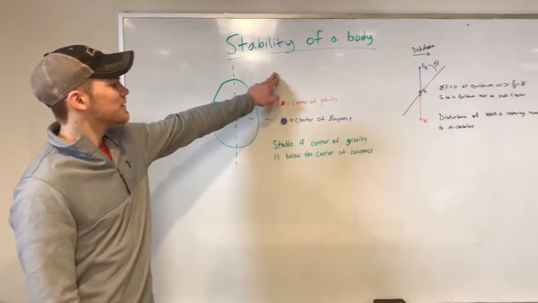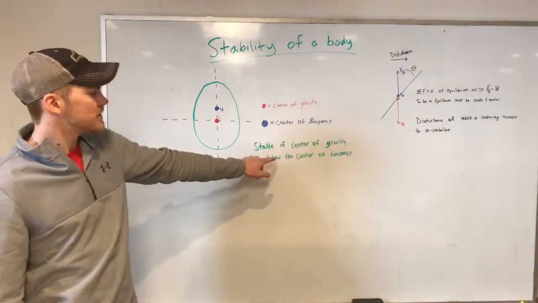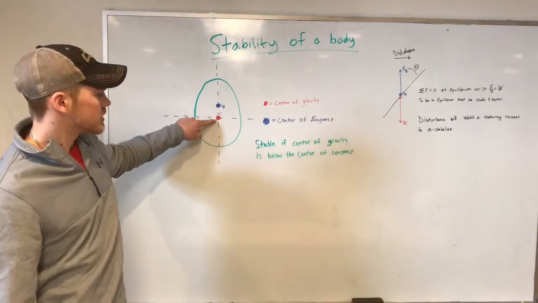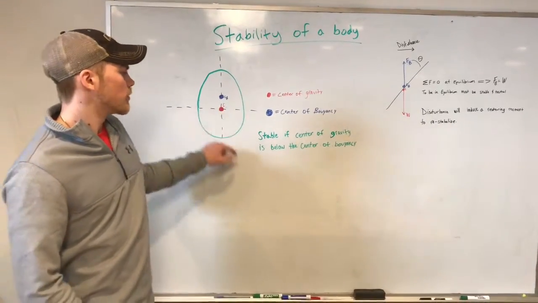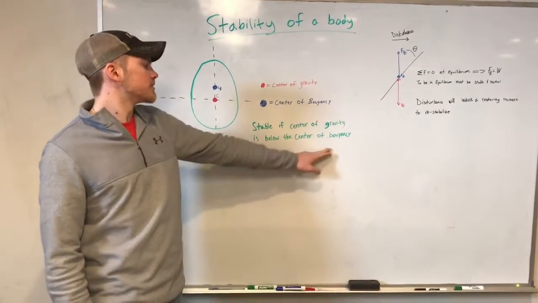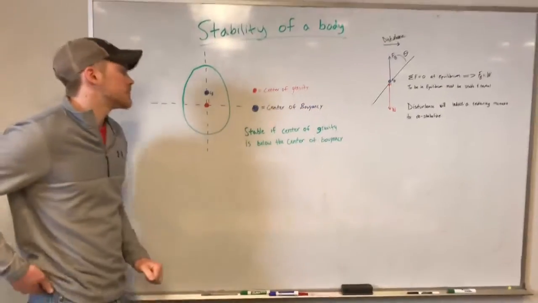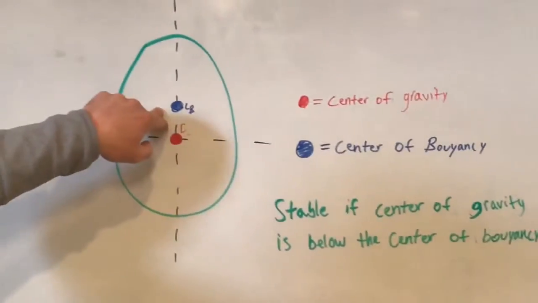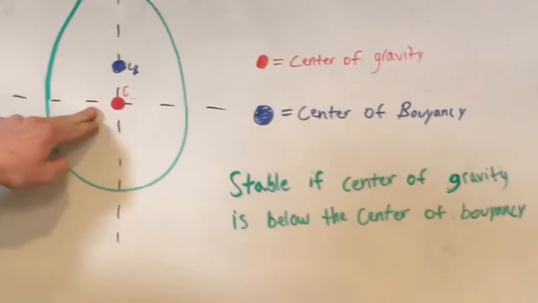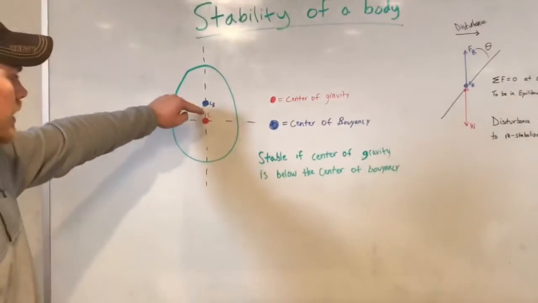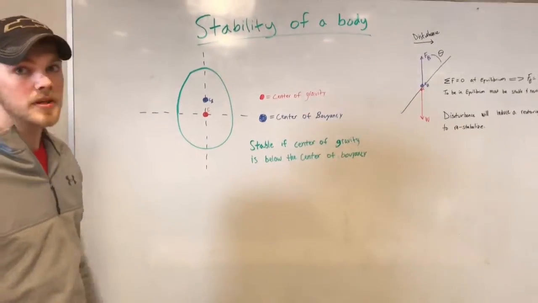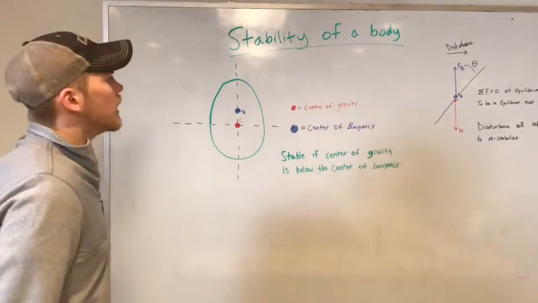Stability of a floating body can be defined as stable if the center of gravity, which is here as CG, is lower or beneath the center of buoyancy, which is here as CB. The center of buoyancy is where it floats, how it floats, and the center of gravity is obviously where all the forces come down and where the center of mass is.